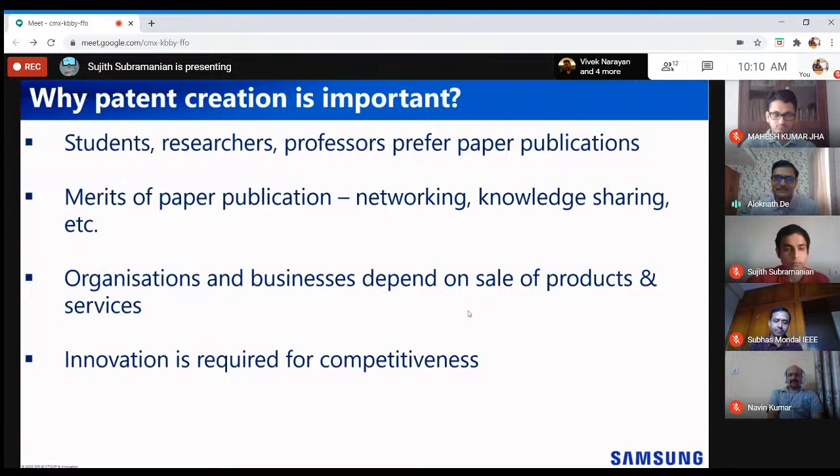But between that priceless and the tangible assets, there is something in between. And patent probably falls somewhere in between. This is an intangible asset. This is not in the heart, but in the head. And if we can capture it, we can create an asset out of that, which will become visible and will be utilized. So yes, as I said, there are merits of paper publication: you network, you share knowledge, but a patent captures your creativity dimensions. And organizations and businesses are dependent on sales of products and services.